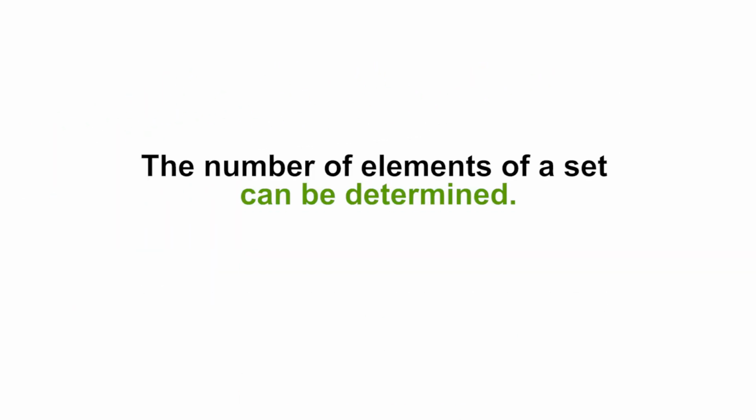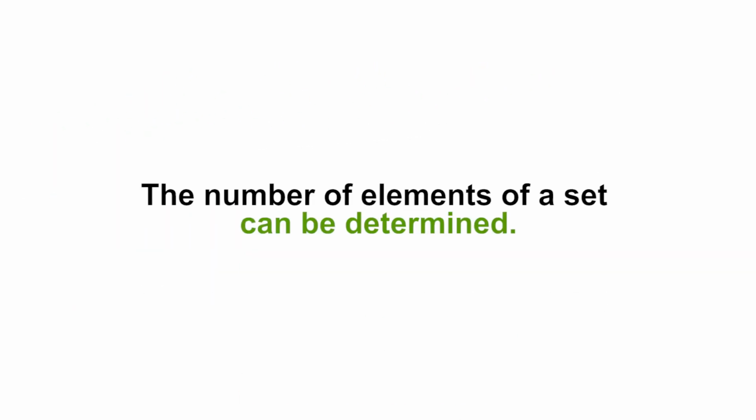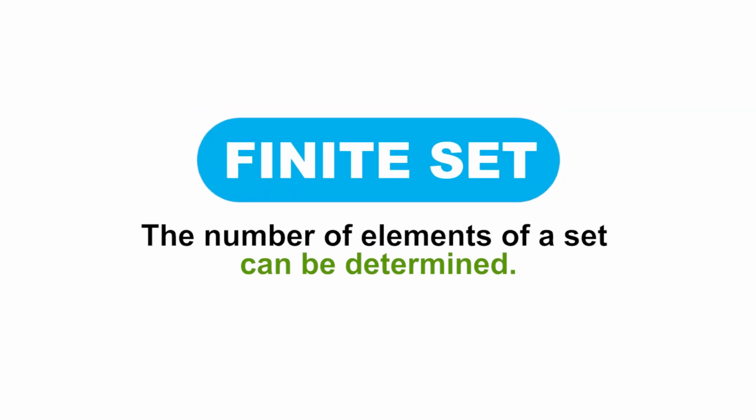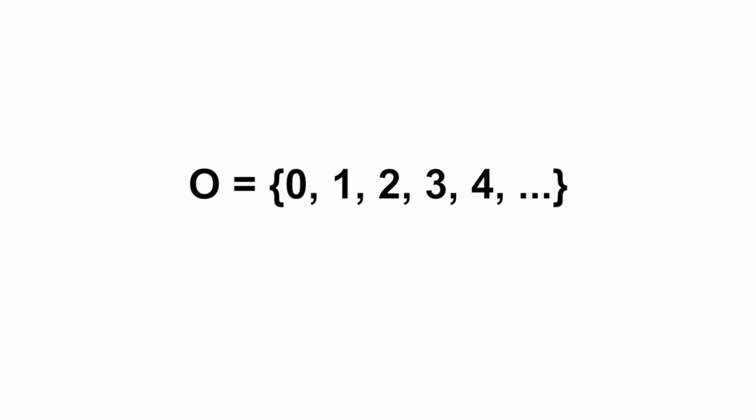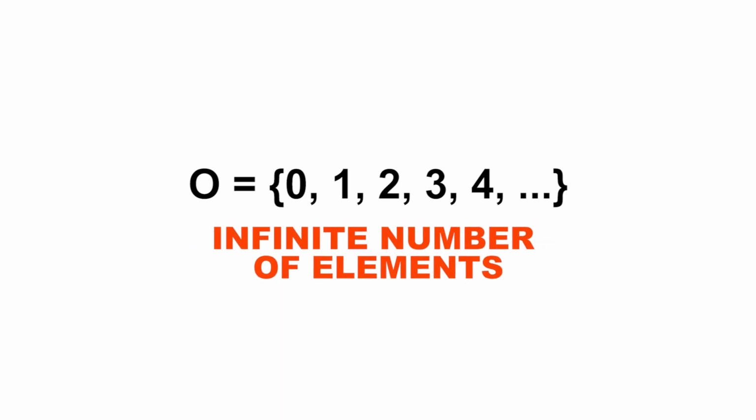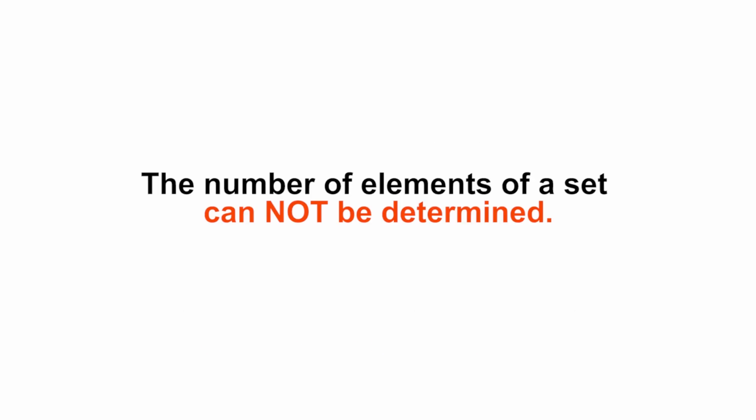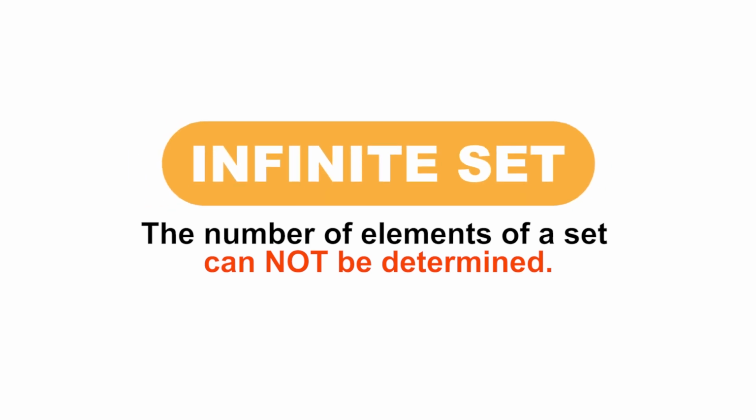If we know exactly the number of elements of a set, the set is described as finite set. O, whose elements are 0, 1, 2, 3, 4, and so on, has infinite number of elements. The cardinality of O cannot be determined. This set is an example of infinite set.